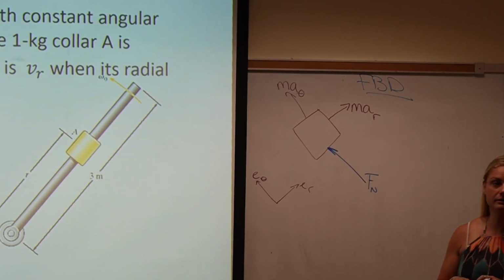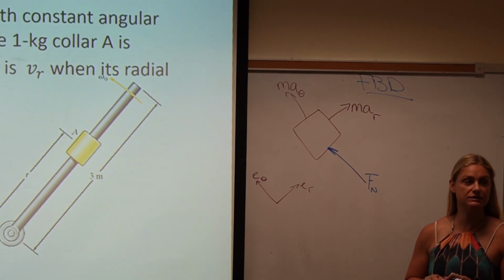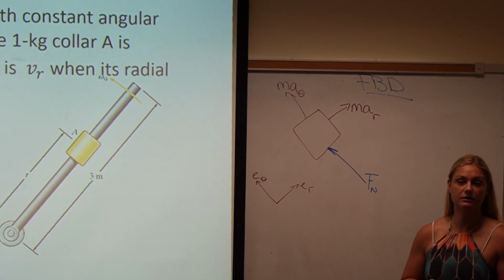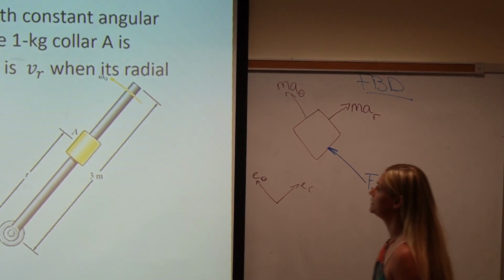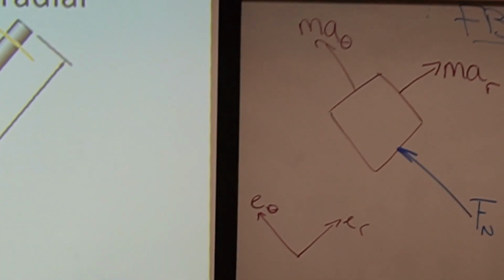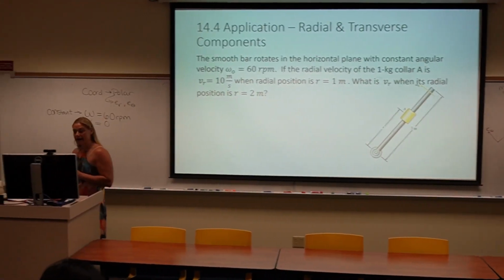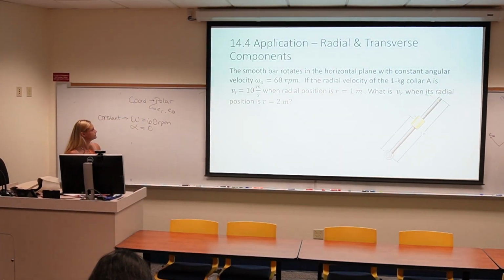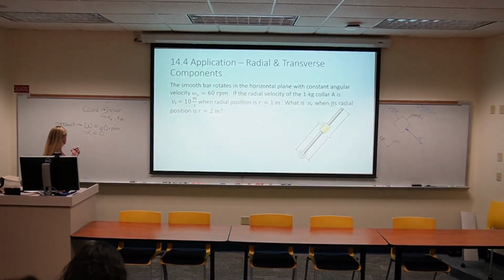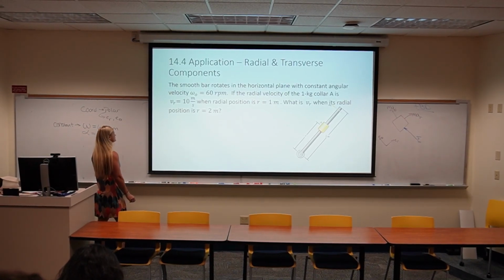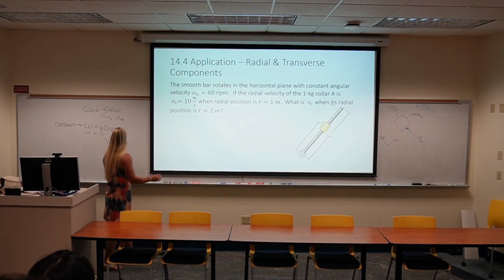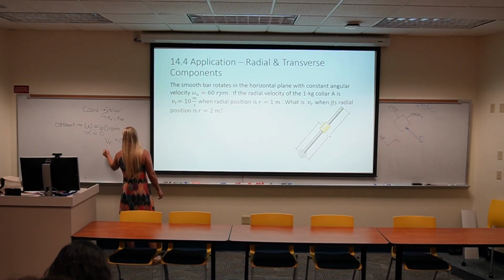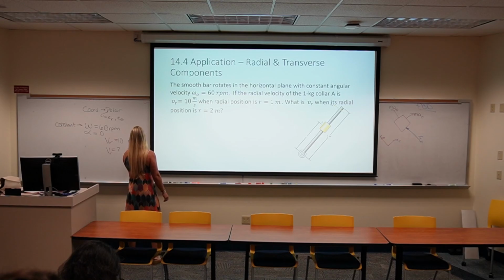Is there anything else that I'm missing in this free body diagram? It's given a mass. So what do I need to do? Nothing, I'm tricking you. Don't include a weight because it's a horizontal plane. You're going to use mass and maybe some equations, but it doesn't need to be in your free body diagram. Okay, anything else? We're given something about V. It says that the velocity in the radial is 10 meters per second when R is equal to 1. I need to find VR when the position is at 2.